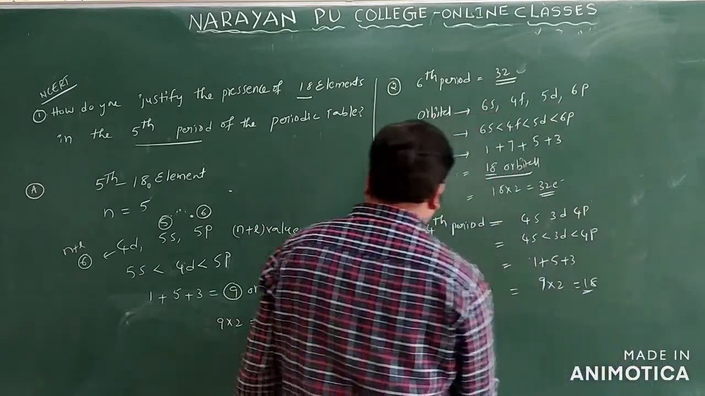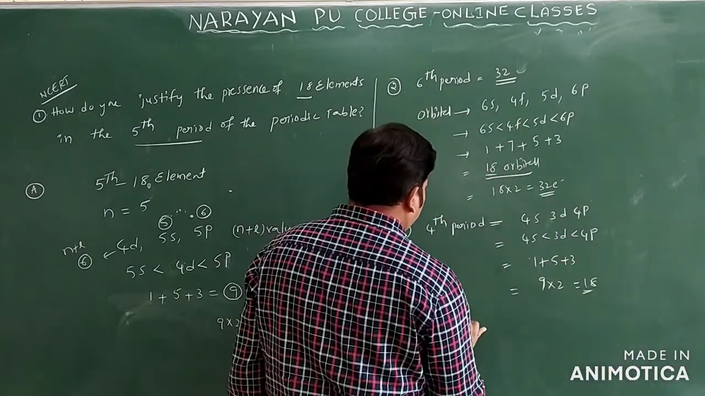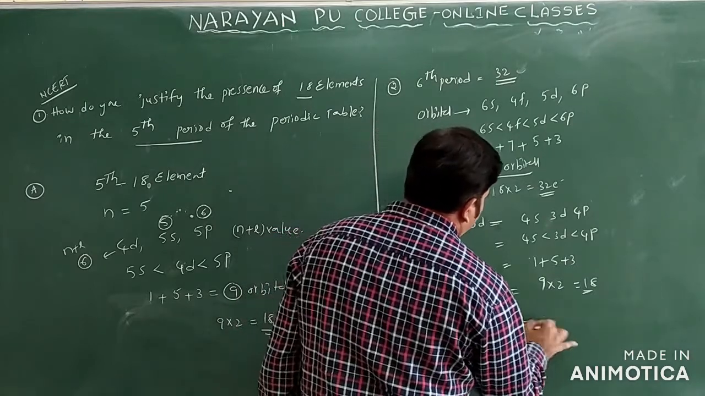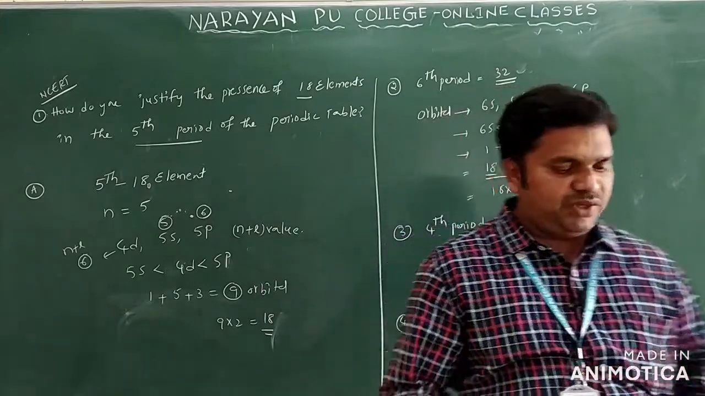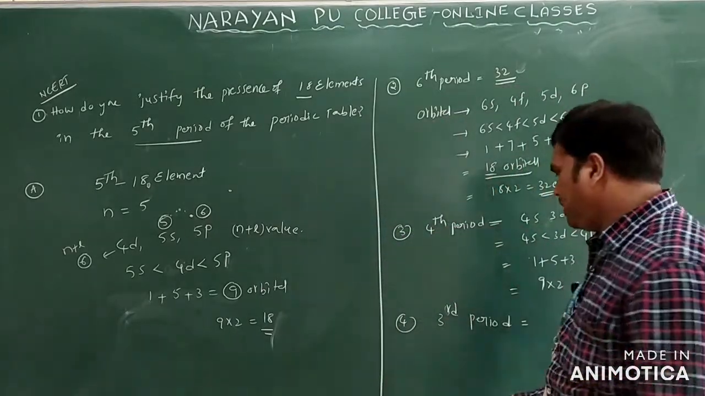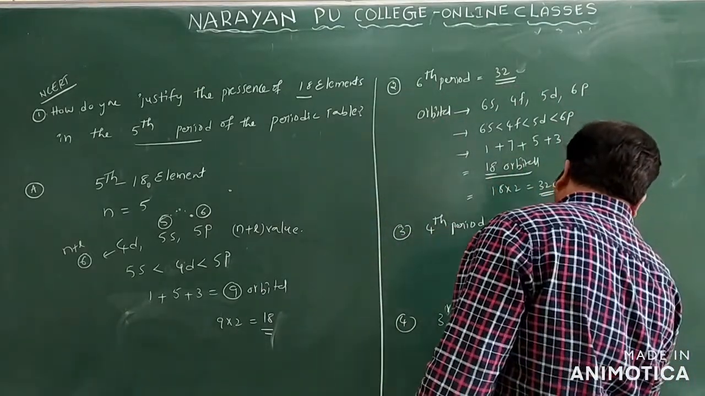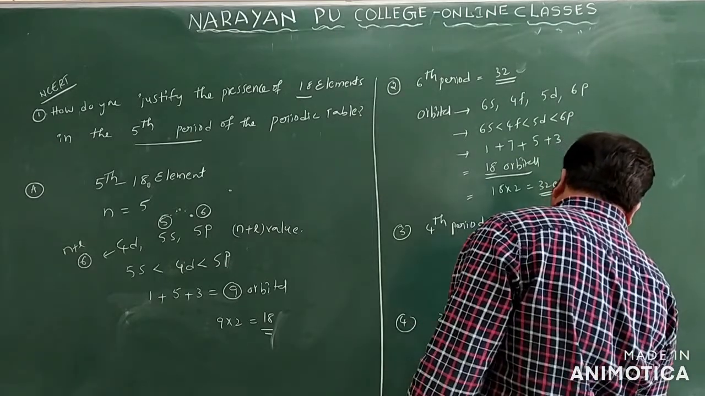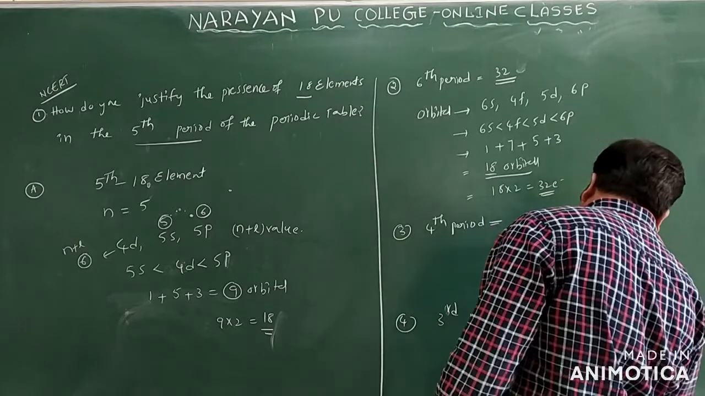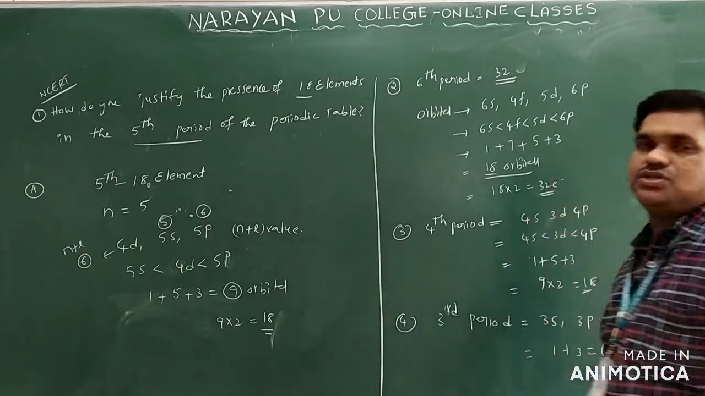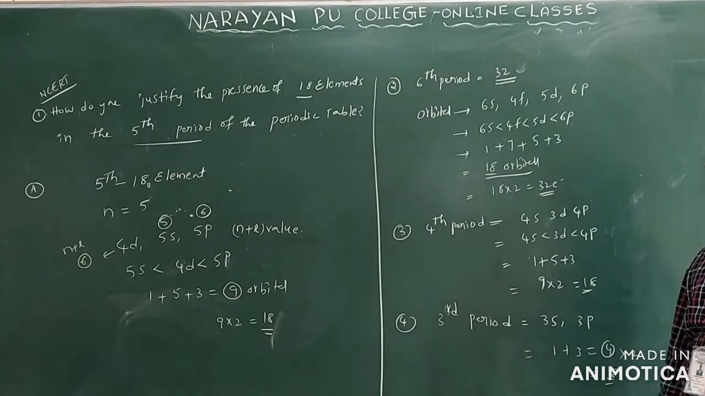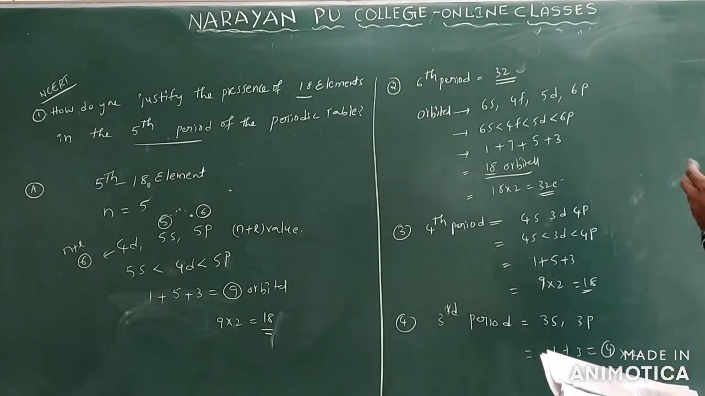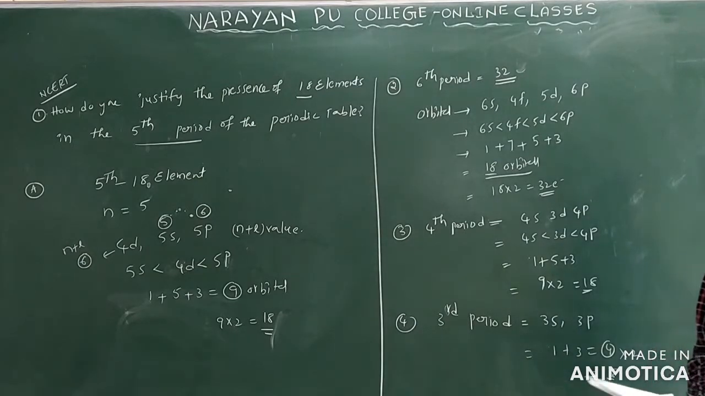If we take the third period, what are the orbitals we have? 3s is there, and 3p we have. 3s means 1 orbital, p means 3 orbitals. Total we have 4 only. 4 into 2, how much here? 8 is there. So in this way we have to find out the number of elements in each period only by using this energy level order.